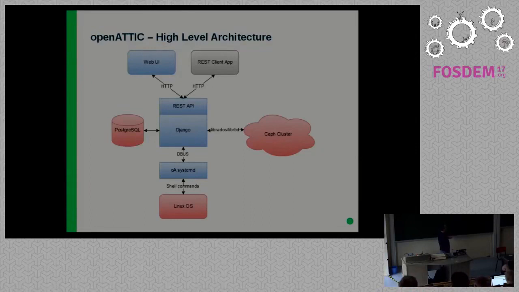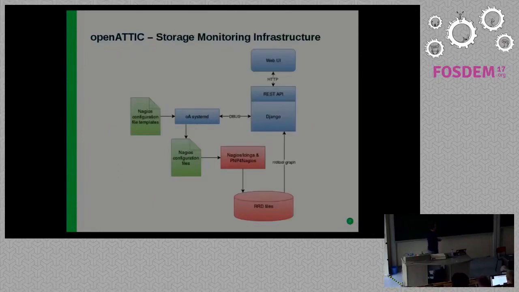Since the Django application doesn't have root privileges, we have a separate process which is called the openATTIC systemd, which should not be confused with Lennart Poettering's systemd. That's a coincidence. But this is a root process that communicates with the Django application through dbus and performs the actual shell commands that will get you to the required results, like creating a volume, creating a file system, setting up a share. And you can basically take a look at the command log of systemd to check all the commands that we're issuing to get the job done. With regards to communicating with the Ceph cluster, as I said, currently this is mostly based on librados, librbd.